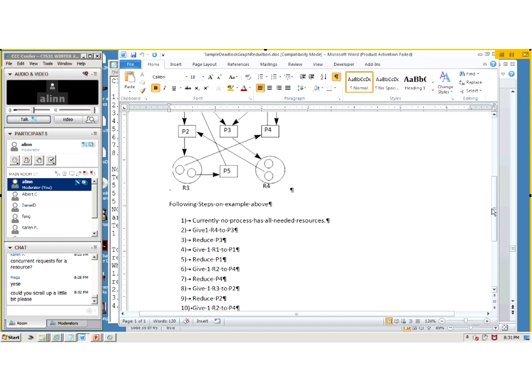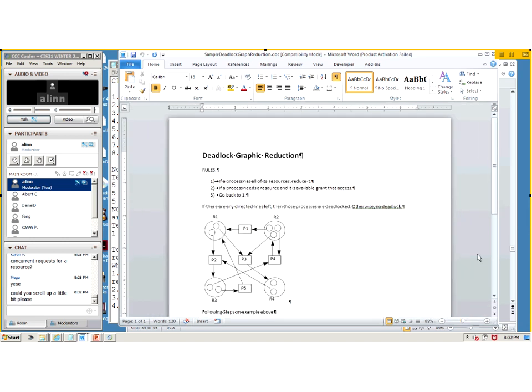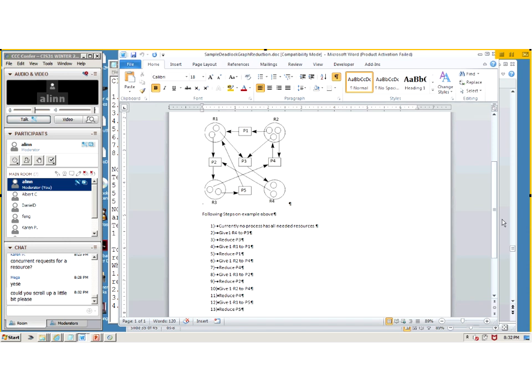Sure. Yeah, it's hard to. Let me do this. You can see it all in one chart.